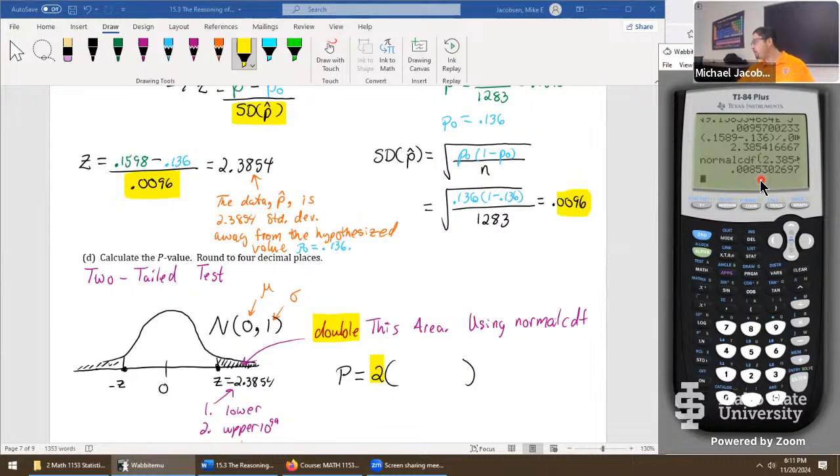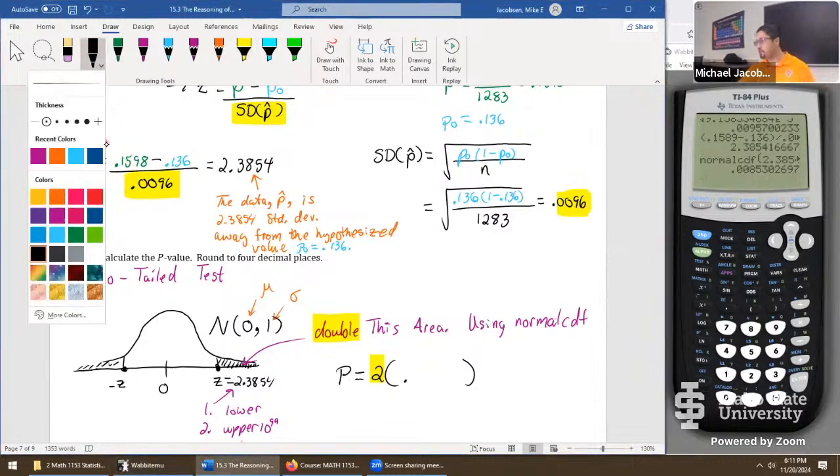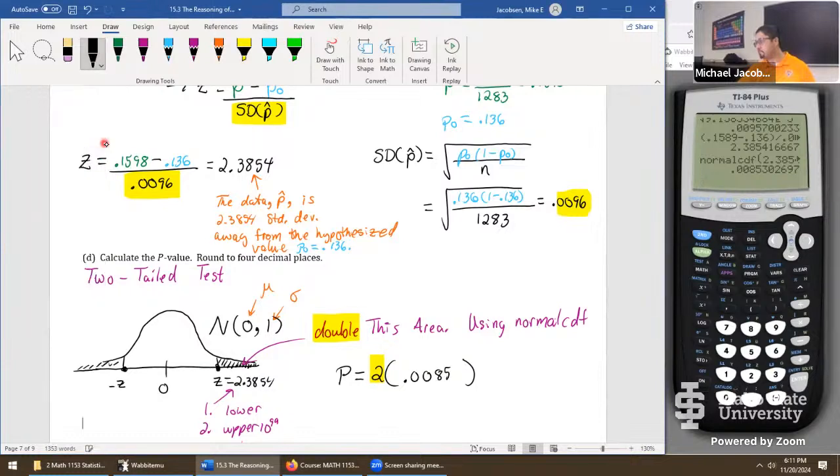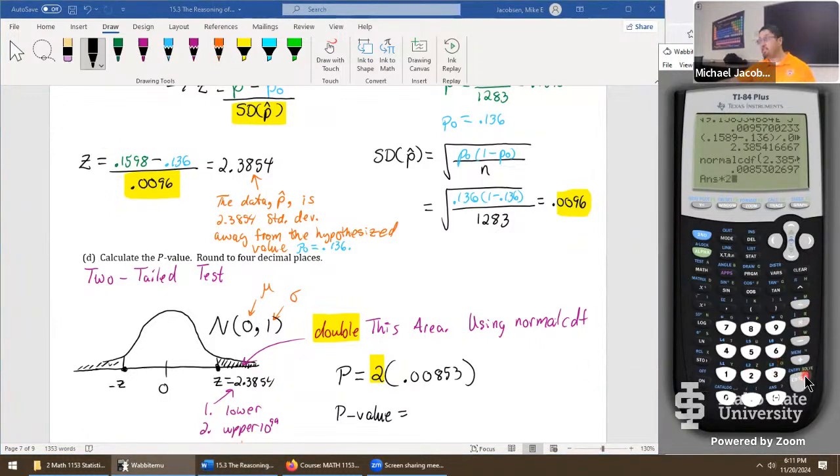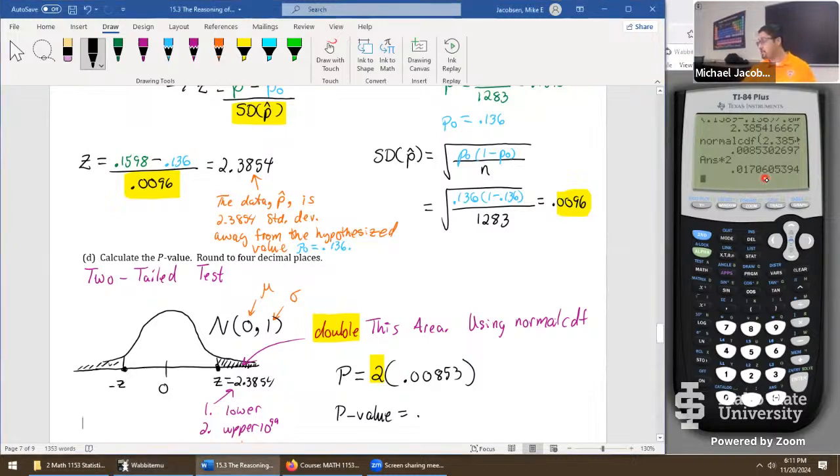So let me put in 0.00853, just so that there's a paper trail in the notes. And now we'll say p-value equals, and the calculator just goes times 2 to double your prior result. And that's our p-value, 0.0171 after rounding to 4 decimal places.